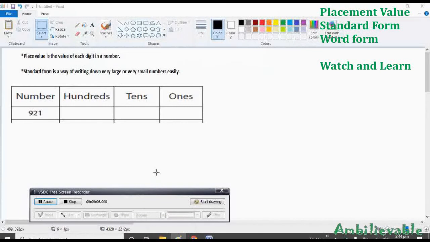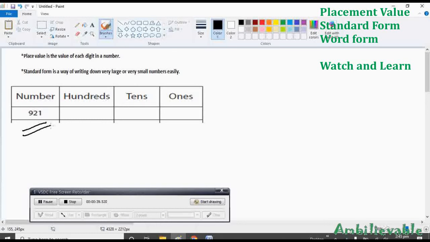Our lesson for today is all about place value and standard form. Place value is the value of each digit in a number. Standard form is a way of writing down very large or very small numbers easily. I have an example here, which is 921. What I would like you to do is to find the place value of each given digit.